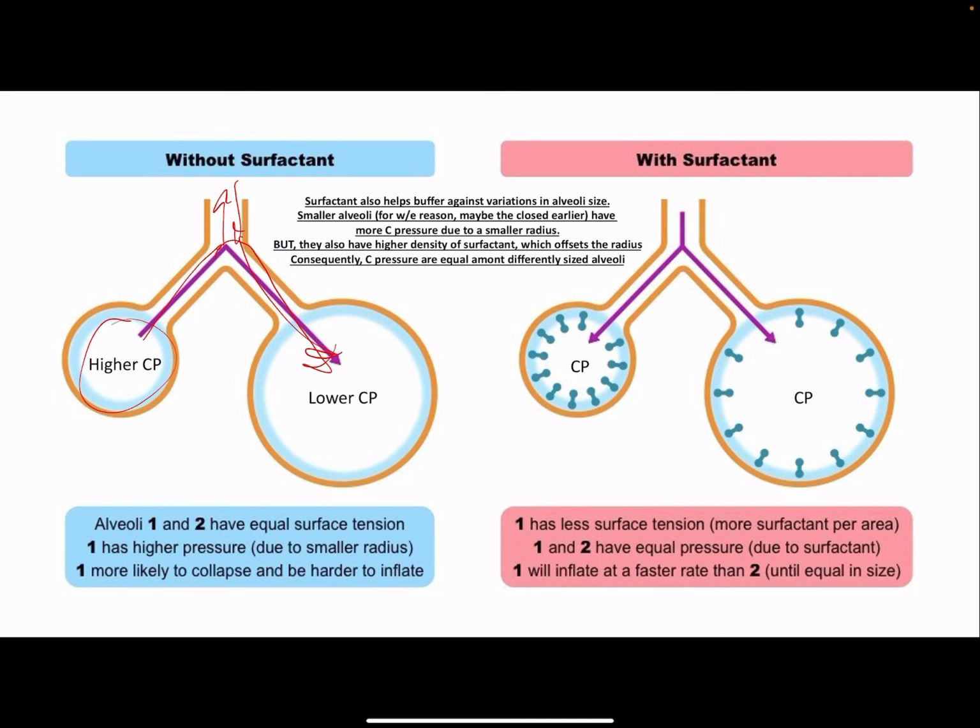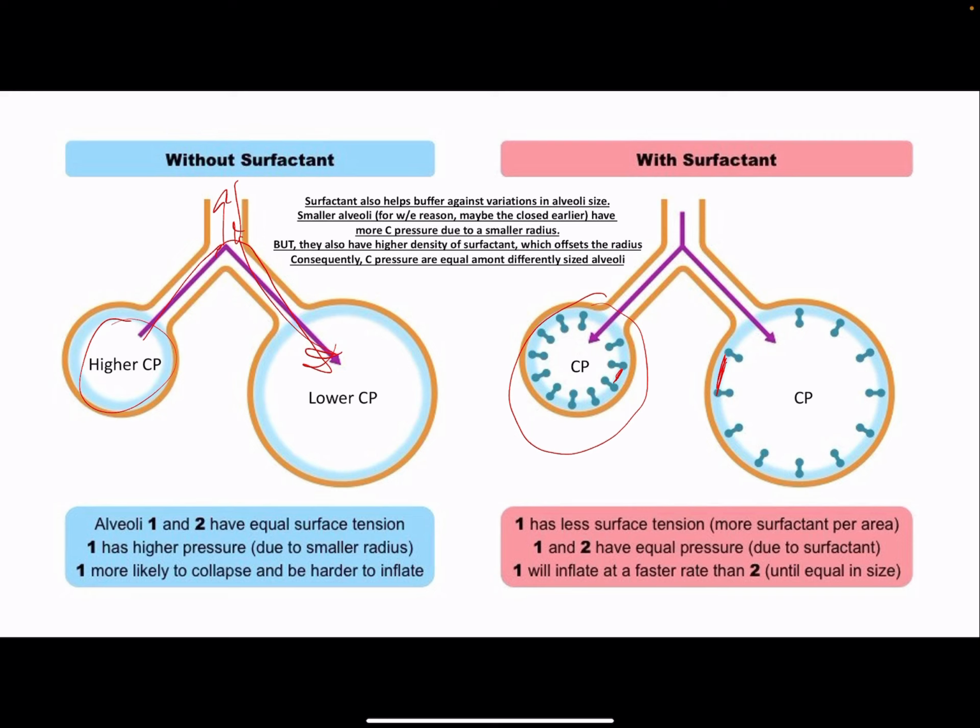Yes, when we think about the law of Laplace, this smaller radius means I have more collapsing pressure. But the smaller radius also means that, look at the distance between these surfactant molecules here. I have a higher density of surfactant when I have a smaller, exhaled alveoli. That higher density of surfactant lowers the surface tension enough to offset the decrease in radius. So somehow, yes, smaller radius, more collapsing pressure, but that's offset by the reduction of surface tension, which is enabled by the higher density of surfactant.